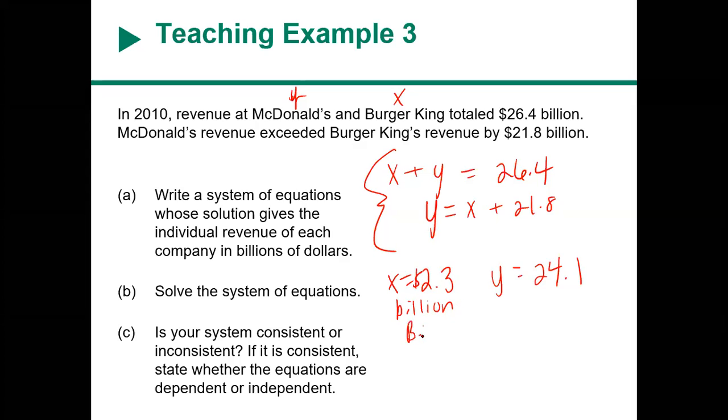And so therefore $2.3 billion for Burger King and $24.1 billion for McDonald's. So this system was consistent and independent.